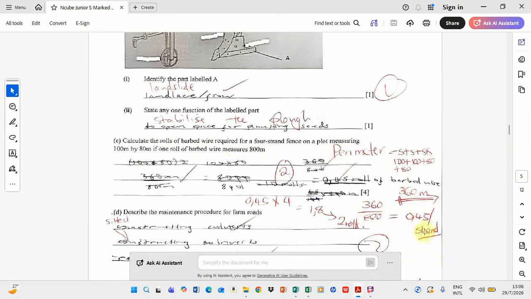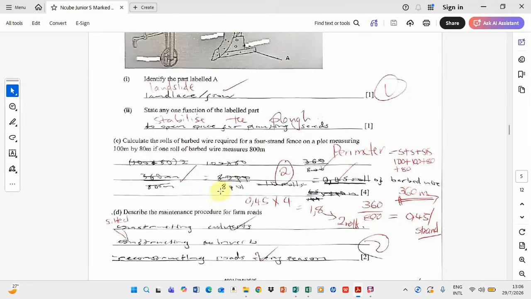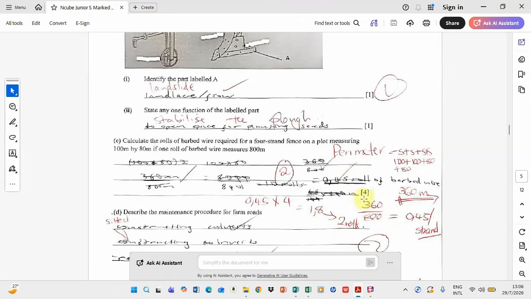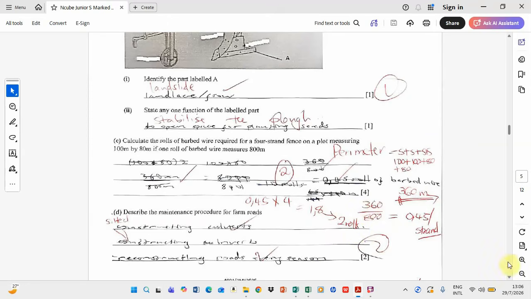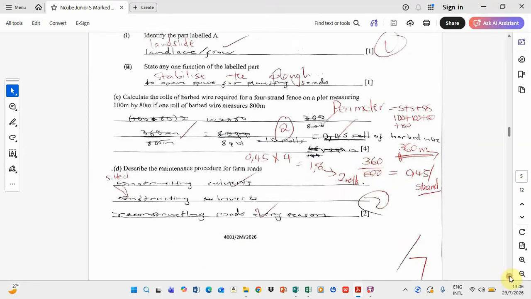And this 0.45 is needed to cover only one strand. And we are supposed to put how many strands? 4 strands. So then we multiply this 0.45 times 4 and we'll get 1.8 rolls. But however, in a shop you cannot buy 1.8 rolls. So the closest here is 2 rolls. Then there will be a remaining. So you just buy 2 rolls. So the answer was 2 rolls. Okay, right. Let's move on.